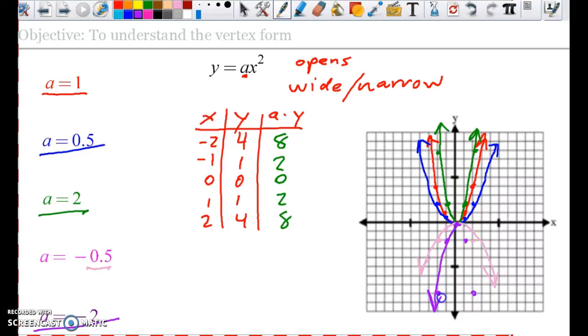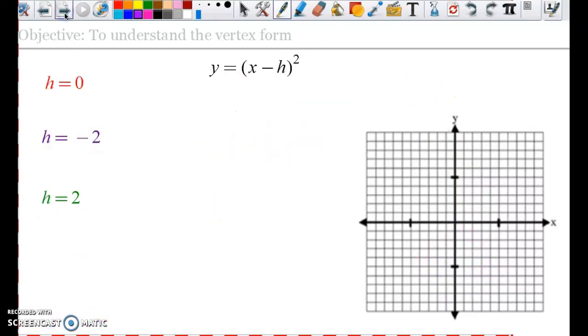I'm not doing much talking, but I hope you understand that what I'm doing here is basically using different values of a to show you how it affects the parabola. It tells me which way it opens and whether it's wide or narrow.